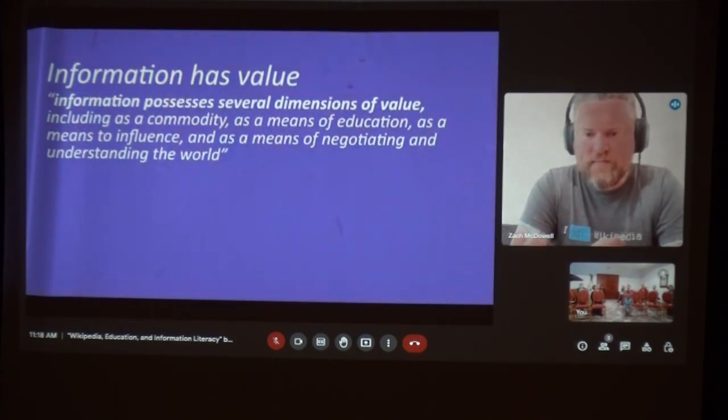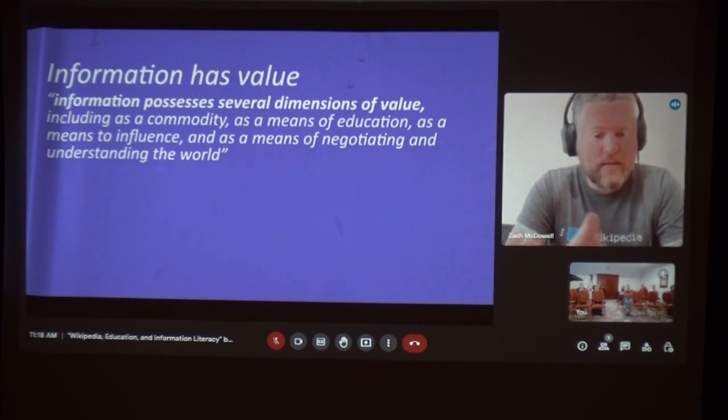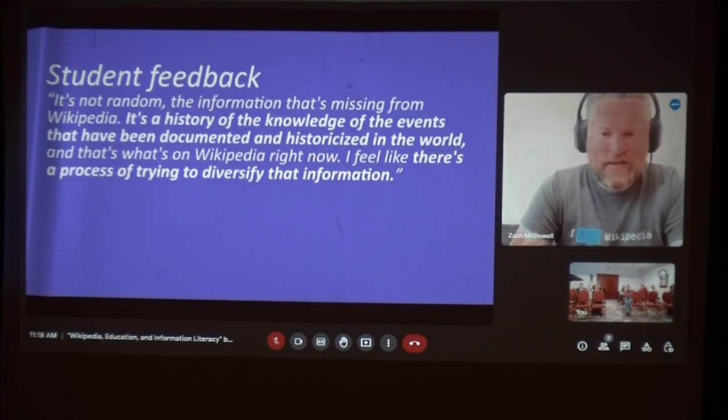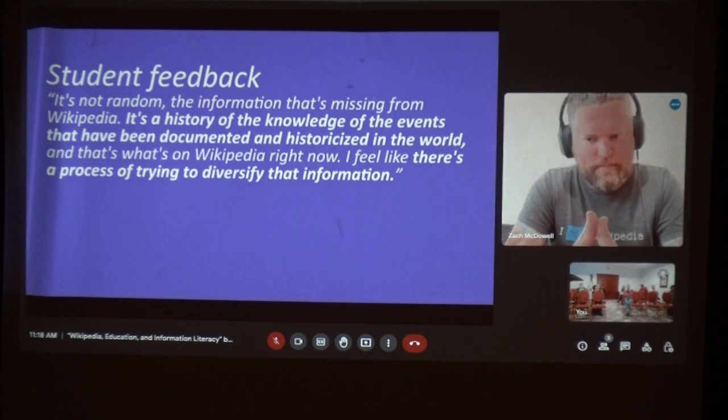The next frame, information has value, is this idea that information possesses several different dimensions of value. This comes at it in a variety of ways, but because information can be a means of education, or to influence, or negotiating and understanding the world, one of the biggest things they learn is how information should be used and what kind of value it has within Wikipedia. First of all, particularly how to not use it as a means to influence, of course. But they also recognize the value of what's there and what's not.